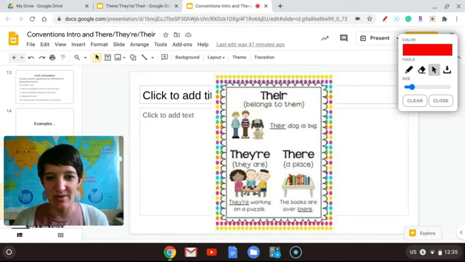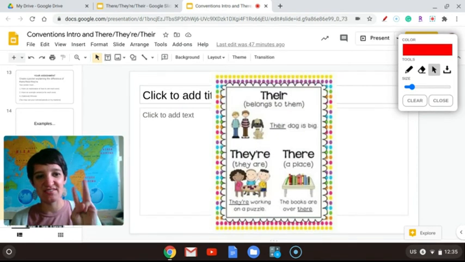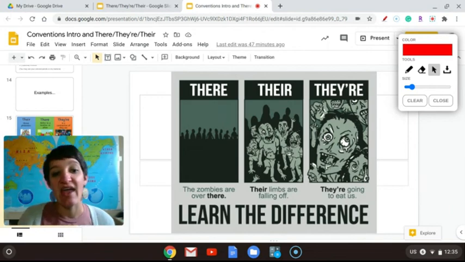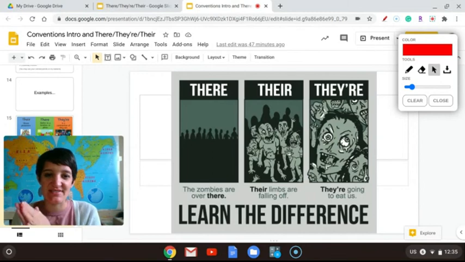Here's another example where it has the three theirs, three explanations, three sentences. And then finally, this one's kind of fun. The zombies are over there. Their limbs are falling off, and they're going to eat us. Now, these example sentences were great, but it didn't have the explanation. It didn't explain how to use the different there. So this one wouldn't get full points, but I love the idea of it.